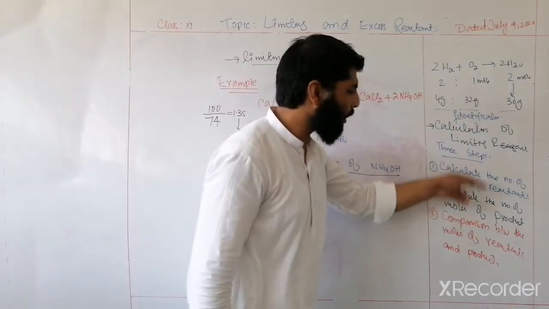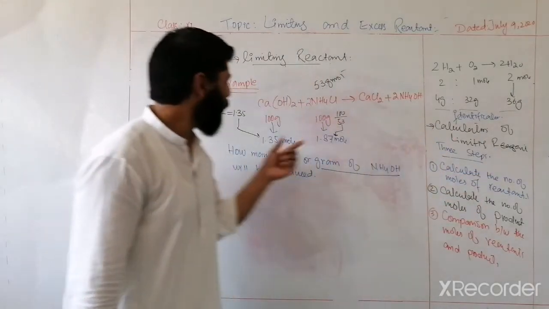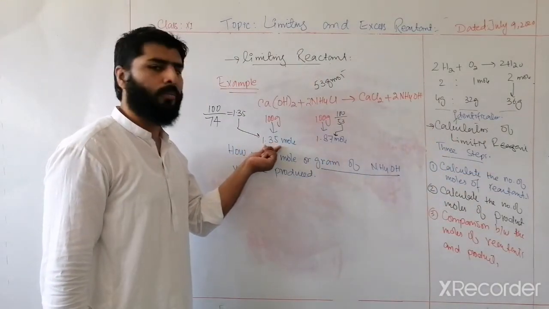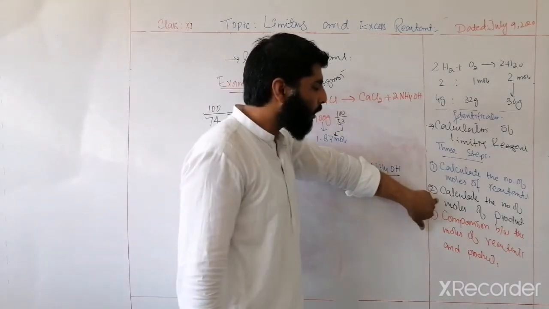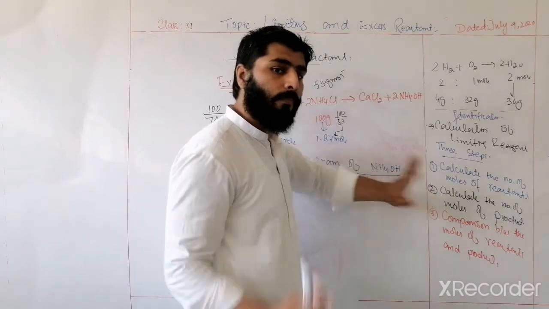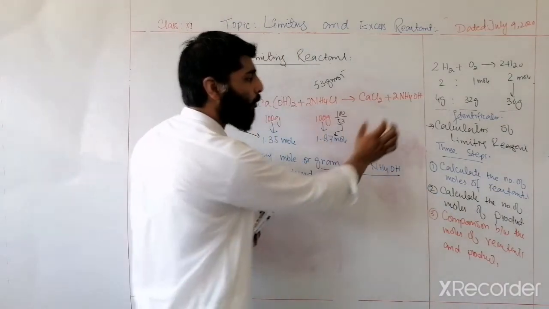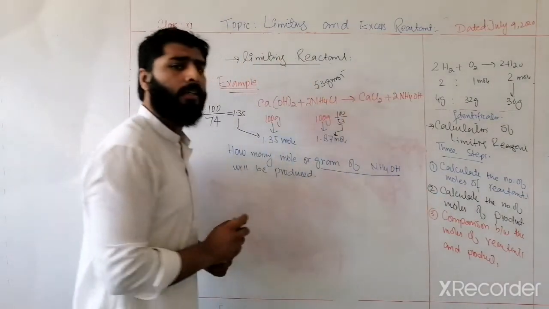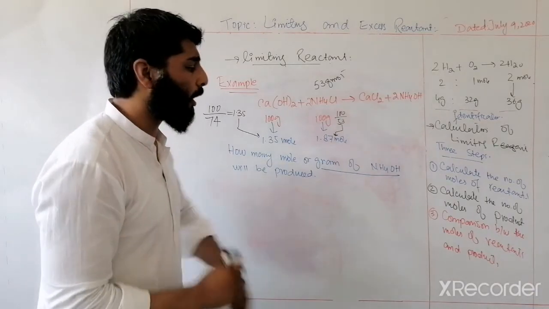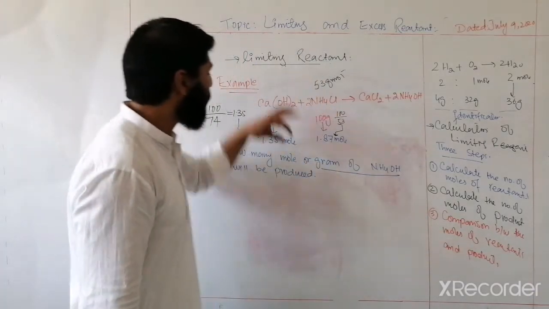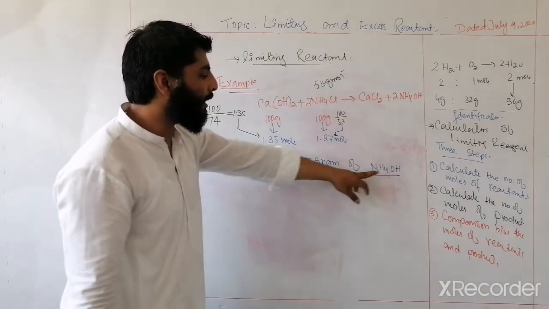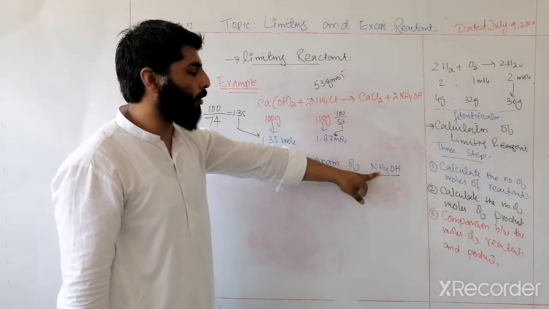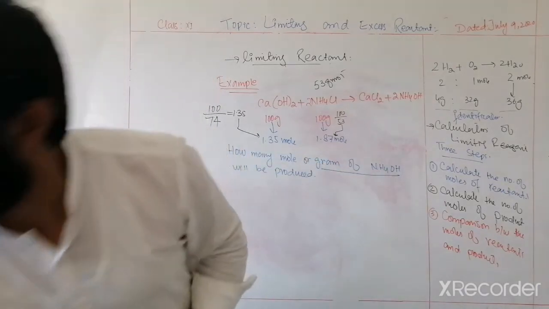The first step is done. Calculate the number of moles. You are given the number of moles of both of the reactants. And now step 2, calculate the number of moles of the product. Now you have to calculate the number of moles of the product. How can you calculate? You can calculate by comparing the number of moles of reactants one by one with the desired product, which is ammonium hydroxide. How can you perform?